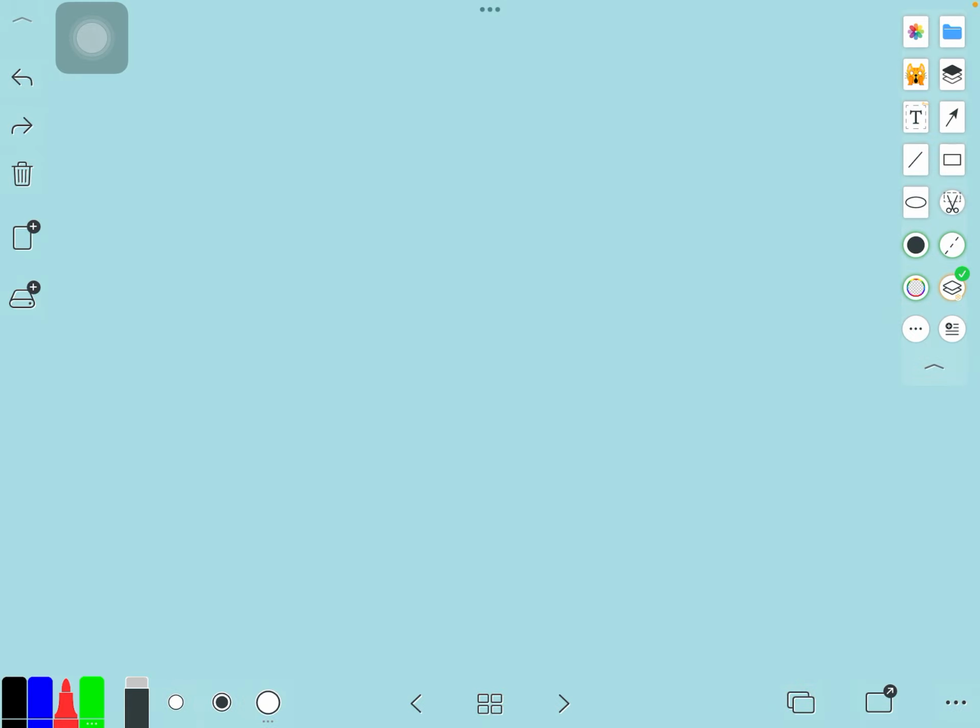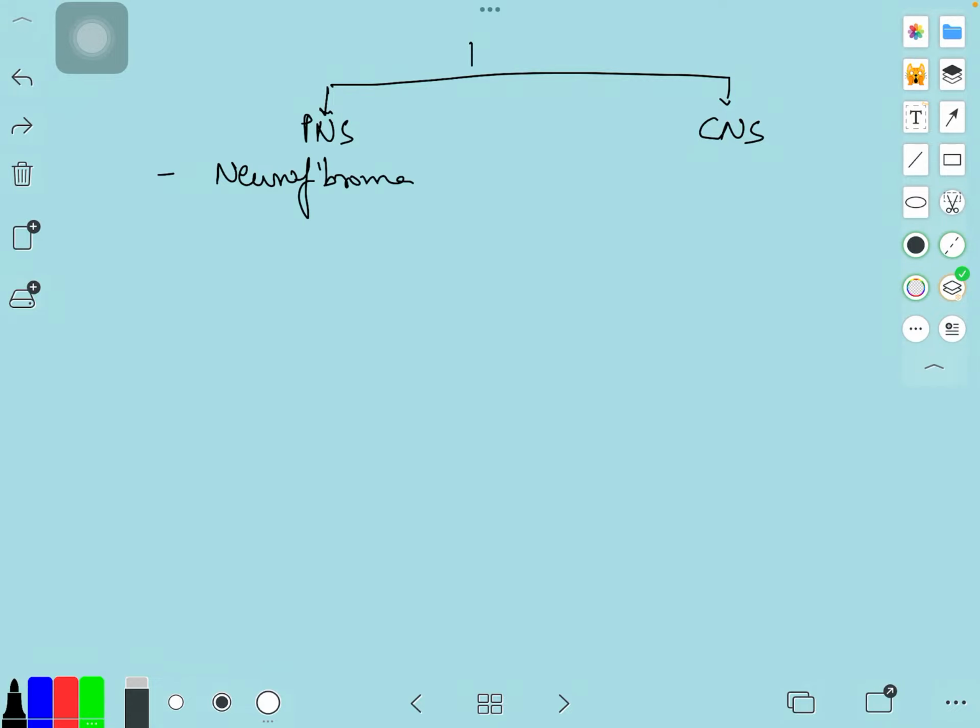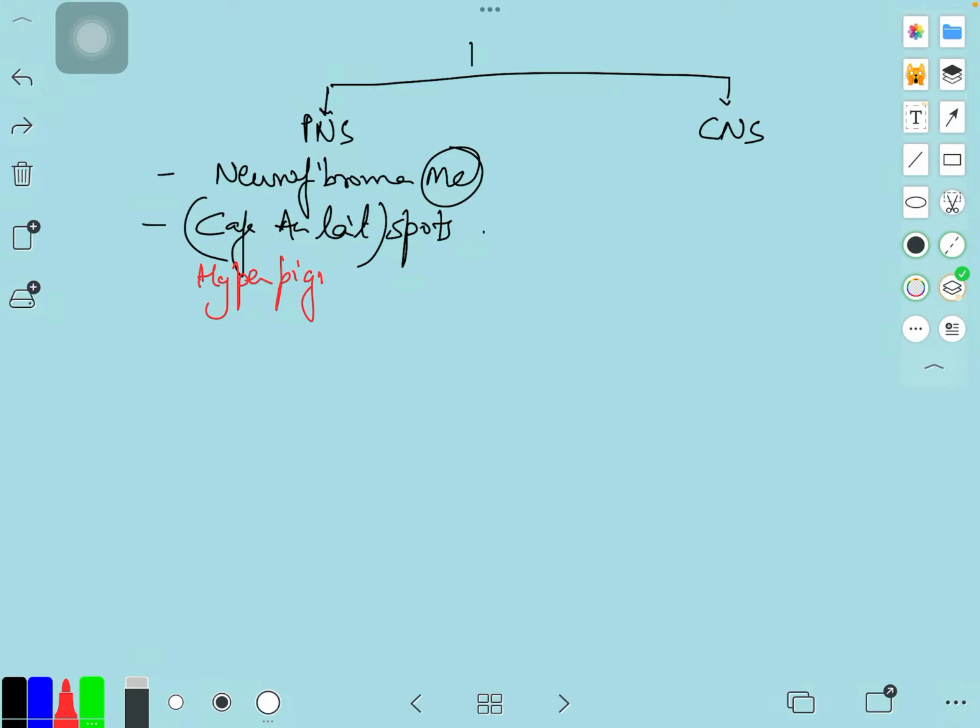Now let's classify again. So the classification was somewhat like this. So there was PNS involvement, there was CNS involvement. Okay, in the peripheral nervous system there was again neurofibroma, which is much more commonly present. However, they will be present in CNS also, but in PNS it is much more common. Now, we just said that cafe-au-lait spots and freckling will be positive in this case. These were actually the hyperpigmentation of skin presented as macules.